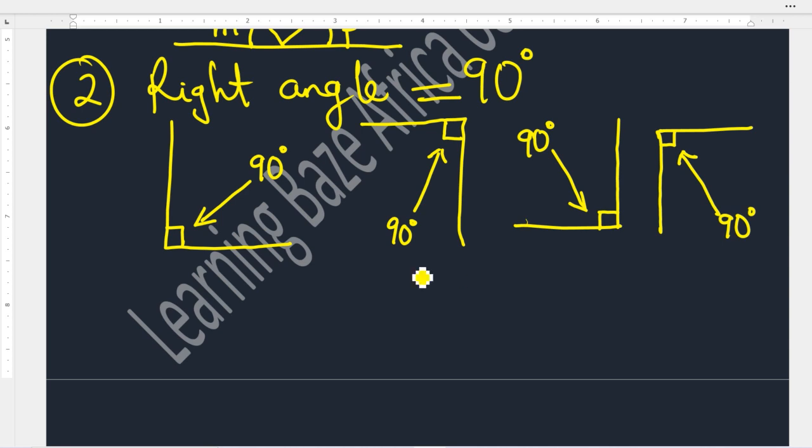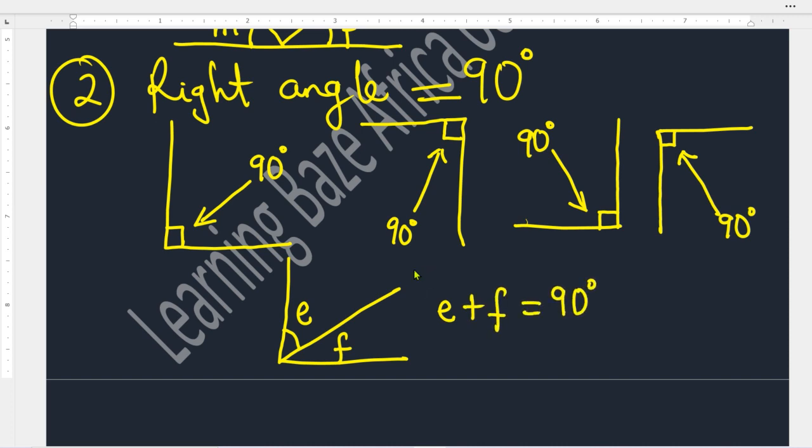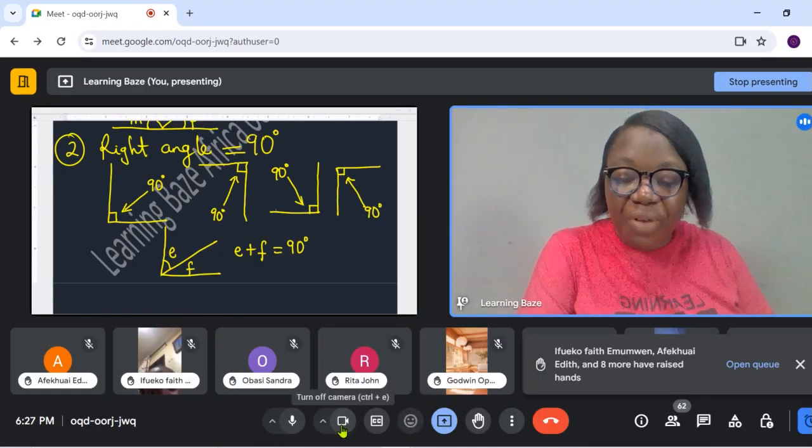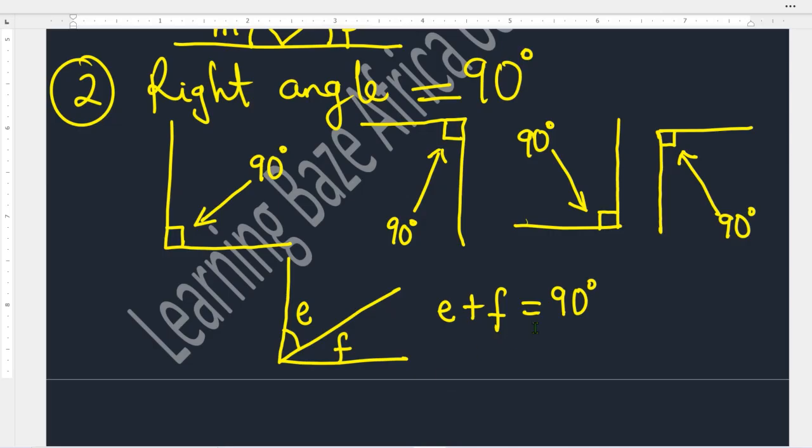So let's look at this. Now look at the next thing I'm going to draw on the screen. In a right angle, you can have two angles. Let's say this is angle E and angle F. The sum of these two angles is equal to 90 degrees. That is, E plus F is equal to 90 degrees. I hope you understand that. That is the sum of angles in a right angle.